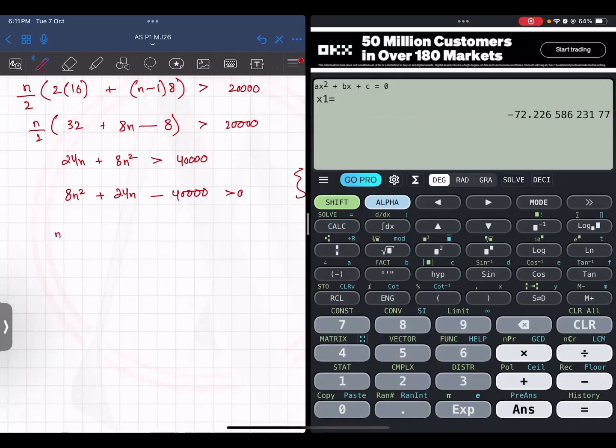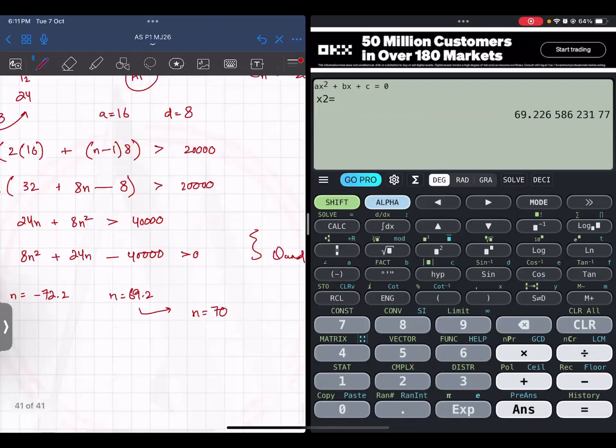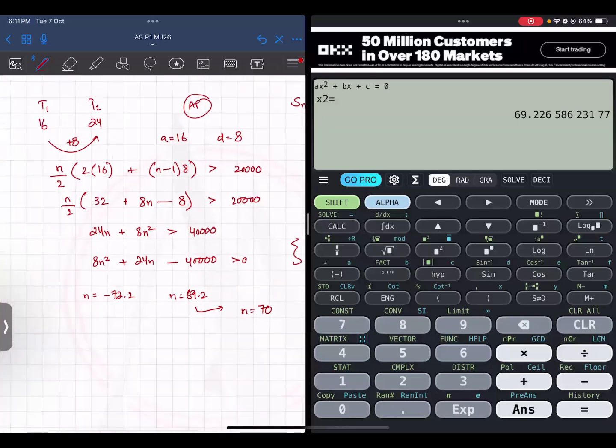So your n is coming out as minus 72.2 something, which cannot be possible, and when your n is 69.2, you can round off, because n is an integer, the number of terms is an integer. So this means the next term, n, would be definitely 70 then. So the sum of the first 70 terms would be just above 20,000.